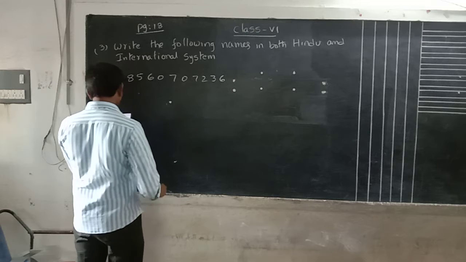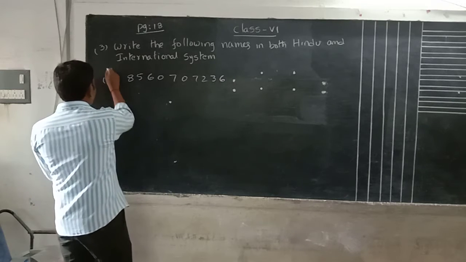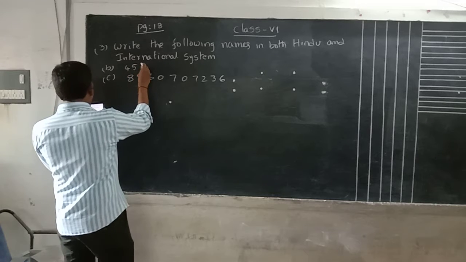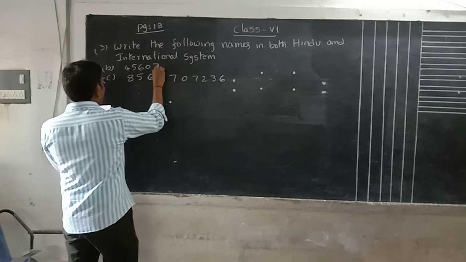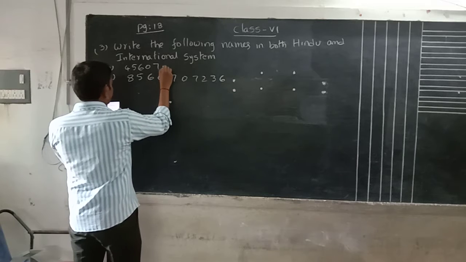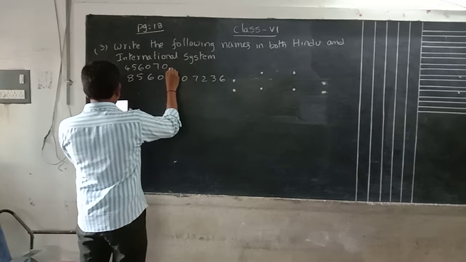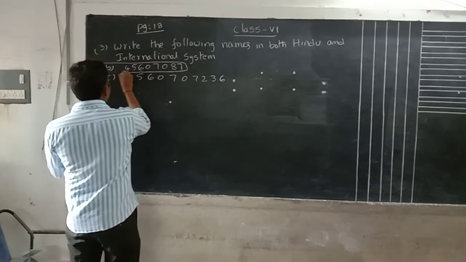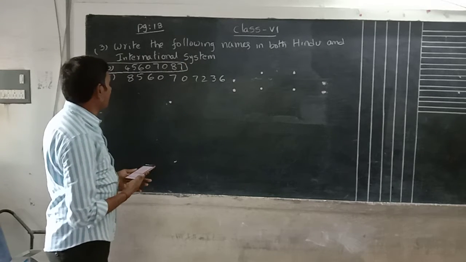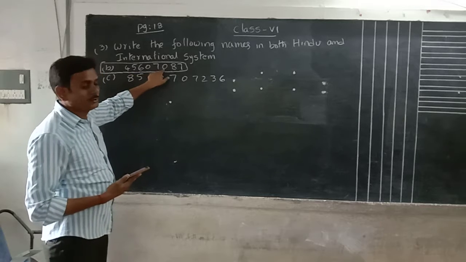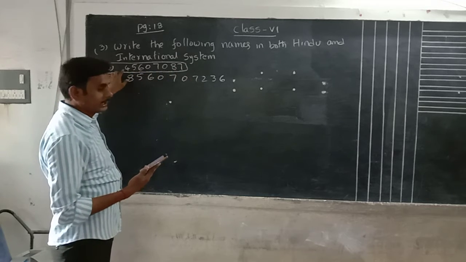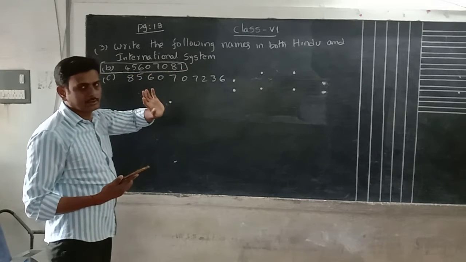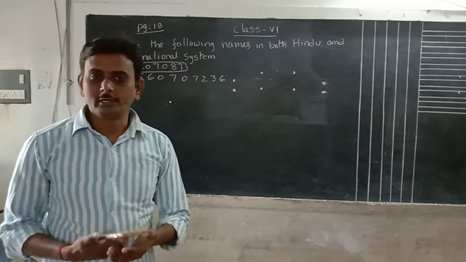8560707236. Okay, see, do some on your own. Some members already completed, some members not completed. Those who did not complete, complete this sum yourself. 45607087. Once again I am reading the number: 45607087. For that you have to write the Indian system and international system.